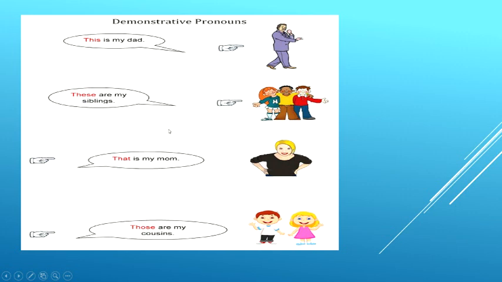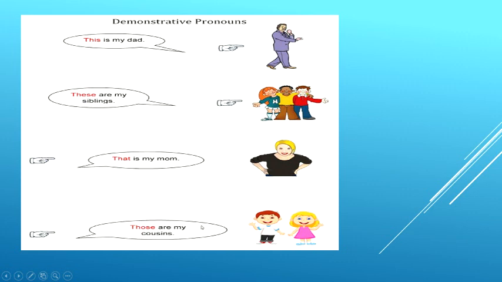Next example, you can see a lady, a female, is shown and the hand is at a distance. So to point out at the female, the word that is used. That is my mom. In the next example, a boy and a girl are seen together and they are at a distance from the hand. So the demonstrative pronoun those will be used.